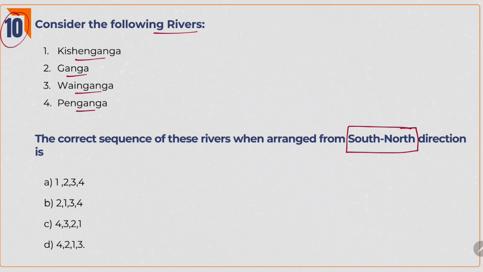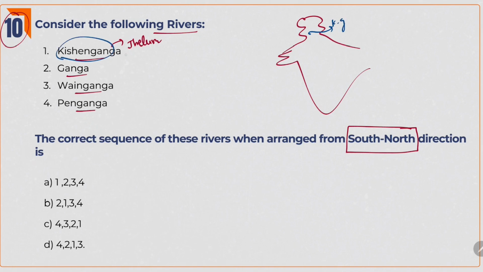When we read about the Indus water system, we have studied that Kishan Ganga is a tributary of the Jhelum. Actually, this Kishan Ganga, though it has Ganga in its name, is nowhere related to the Ganga. So if you see the Indian map, Kishan Ganga is located somewhere here. So this is to the utmost north.